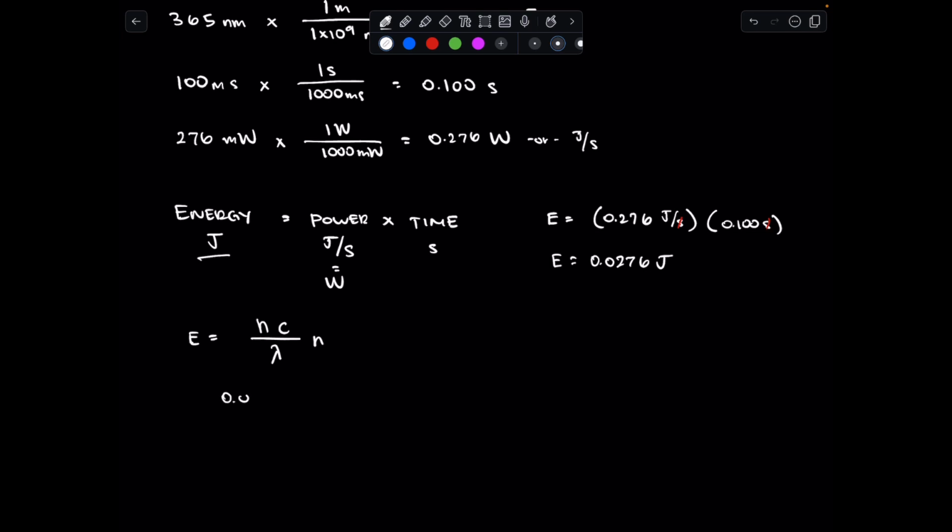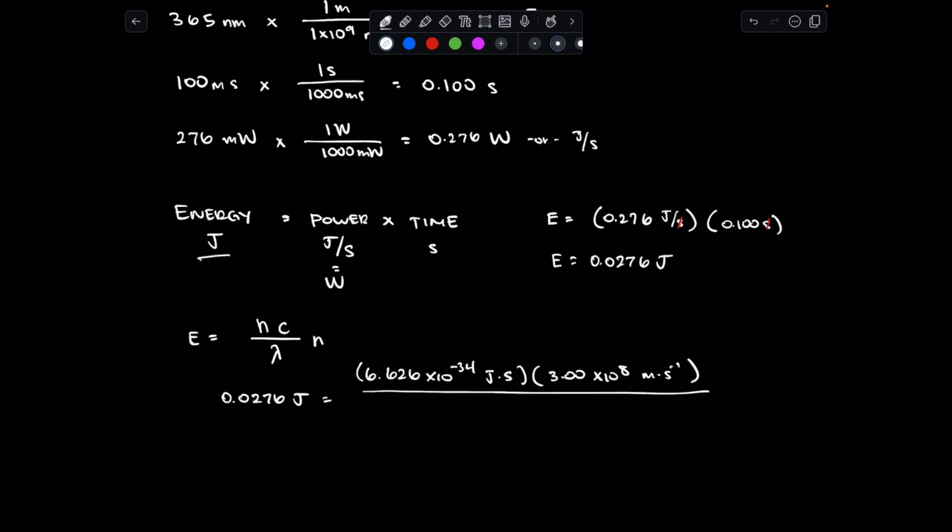So we have our energy, which is 0.0276 joules. That's going to be equal to h, which is Planck's constant, 6.626 times 10 to the minus 34. Those units are joules times seconds. We then have our speed of light, which is 3.00 times 10 to the 8. That's going to be meters per second. And we're going to divide all of that by our wavelength, which we solved for up above, which is 3.65 times 10 to the minus 7 meters. We still have our n, which is our number of photons.